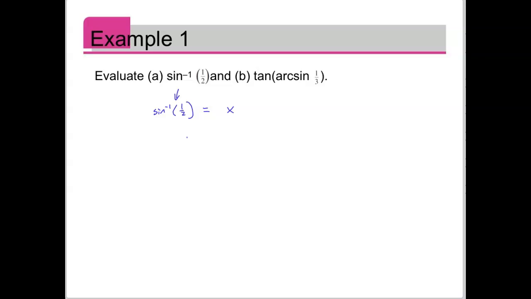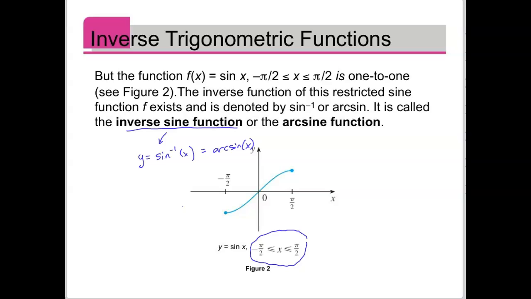Well, I could take sine on both sides. So I'll have sine of the left-hand side, sine of the right-hand side. These will cancel each other out. Really what it's saying is, okay, sine of x equals 1/2. So I'm looking for the angle x such that when I take sine of that angle, it gives us an output of 1/2. Now that angle has to come from the restricted domain. So that angle is going to be some value between negative pi over 2 and positive pi over 2.